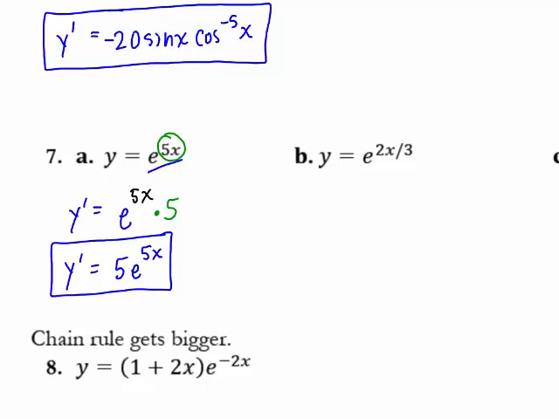For the next thing, same situation. The outside function is e to the something, and the something is more interesting than regular old x. The derivative is e to that thing, e to the, leave the exponent alone, 2x over 3, times the derivative of the exponent. The derivative of 2x over 3 is 2/3. And then we've differentiated all the pieces, the inside and the outside. So the derivative, y prime, is 2/3 e to the 2x over 3.